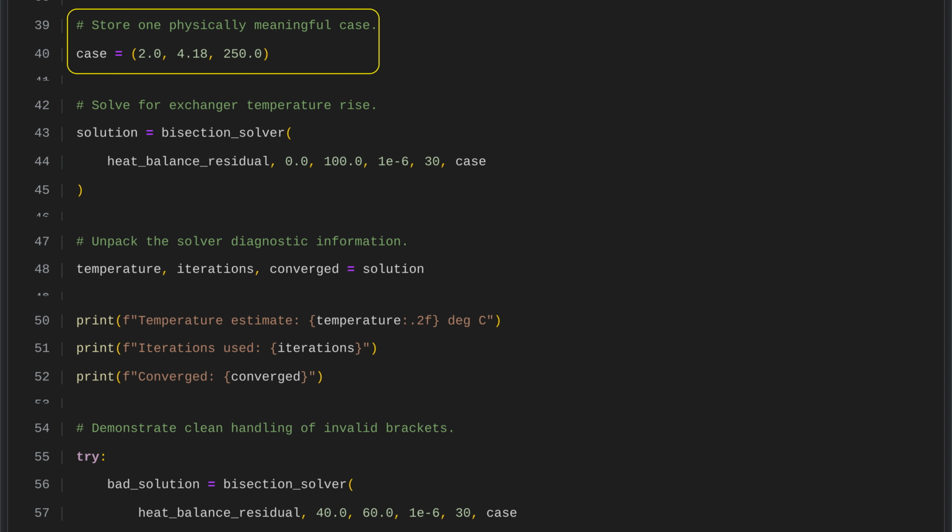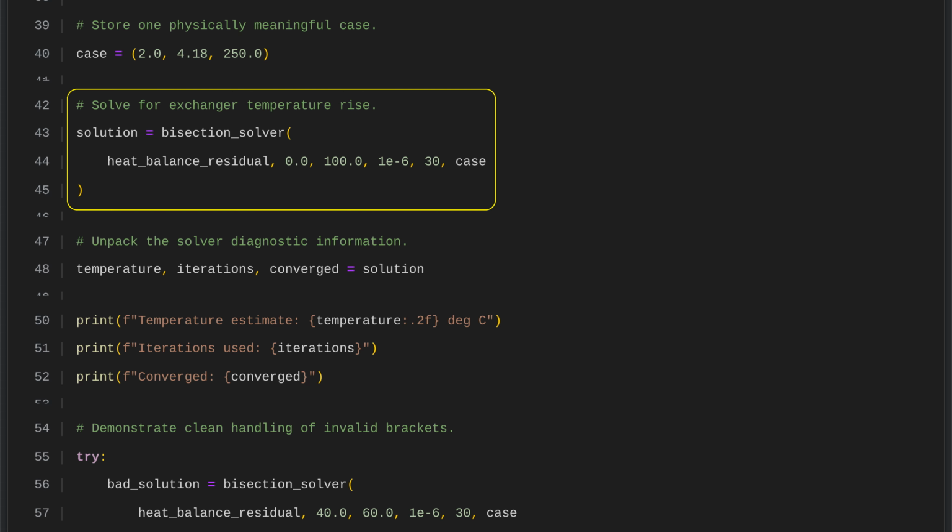A tuple is created to store 3 input values for a heat balance calculation. These values represent a realistic scenario: a mass flow rate of 2.0 kilograms per second, a specific heat capacity of 4.18 kilojoules per kilogram per degree Celsius, and heat transfer of 250 kilowatts. Together, they provide the solver with the key parameters needed for the calculation.